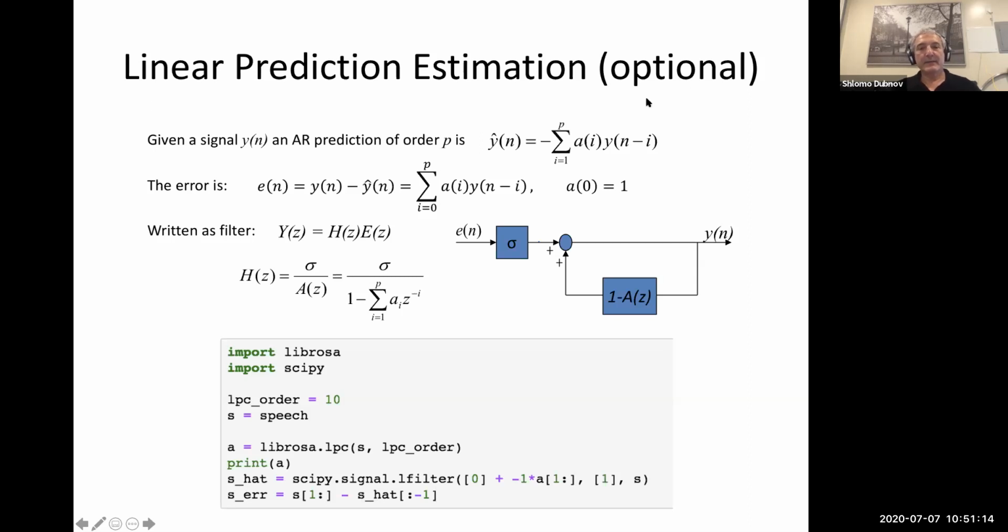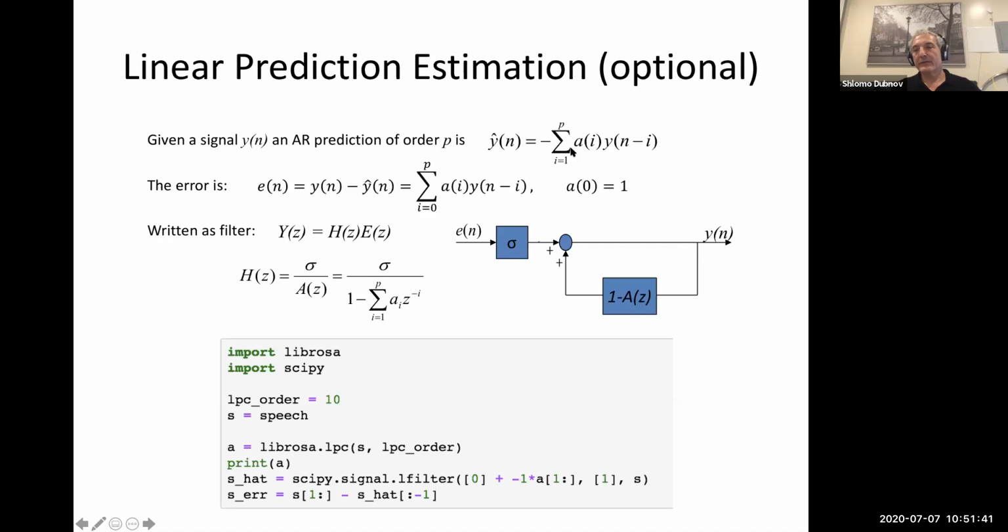Just as the name suggests, this predicts the next sample by linear combination of past samples. A little bit like a Markov model, if you wish, but it takes P samples into account. It tells us that the next prediction will be this regression, basically, of P previous samples with these coefficients, and that will be our next prediction.